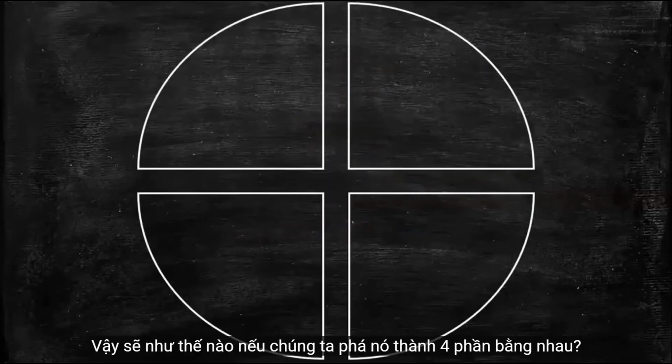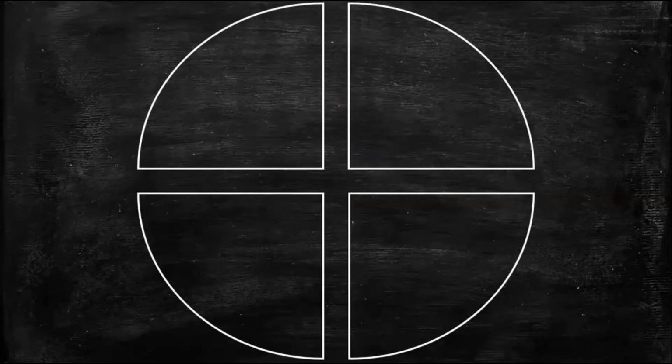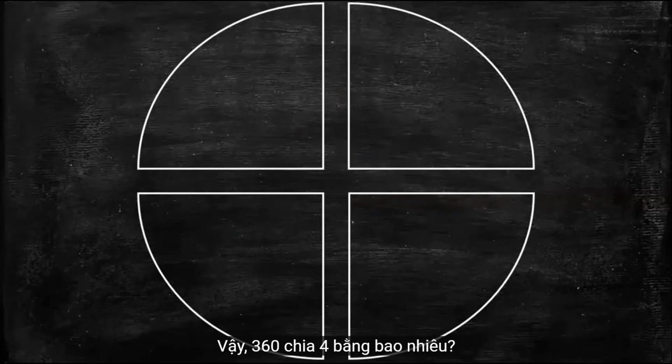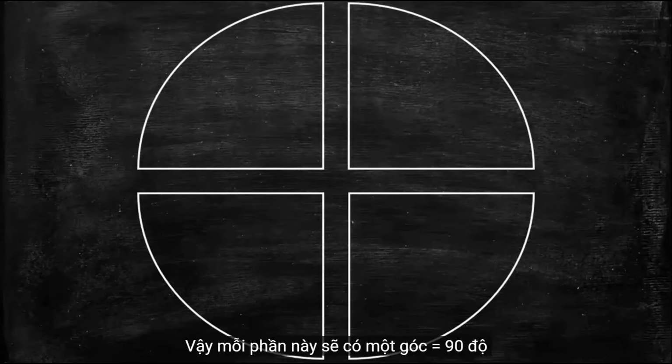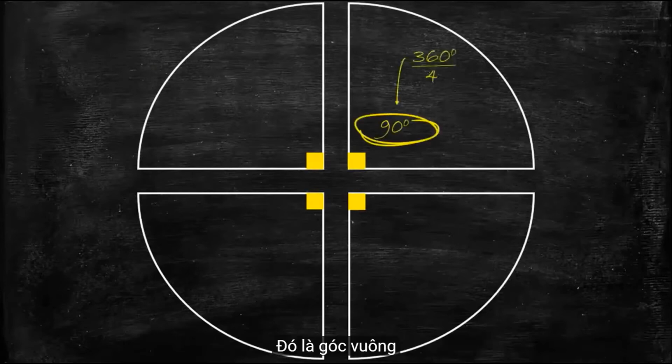So what happens if we split it into 4 parts? What is 360 divided by 4? Okay, so 360 divided by 4 is equal to 90, right? So we have 4 parts here, which means that each part has an angle of 90, which is the right angle.